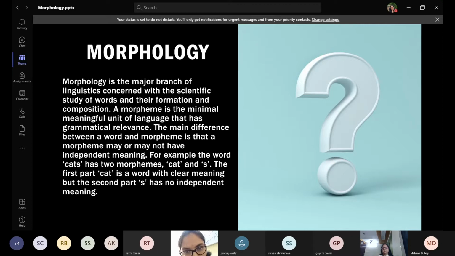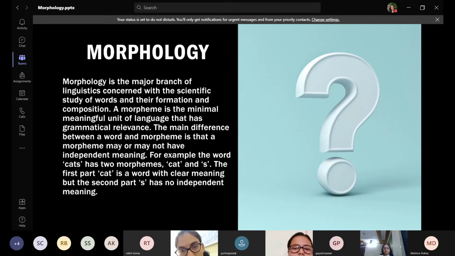Struggling. The word struggling is a single word. In this word struggling, you have two morphemes. Struggle has independent meaning. Ing does not have independent meaning. So struggle is a free morpheme. Ing is a bound morpheme. Cats. Cats has two morphemes, cat and s. The first part, cat, has independent meaning.